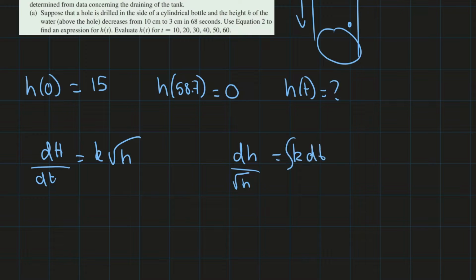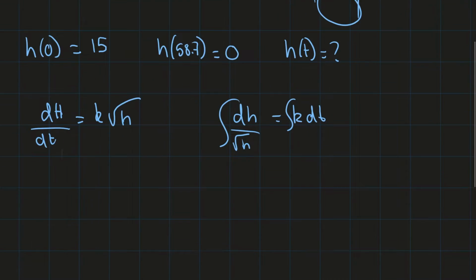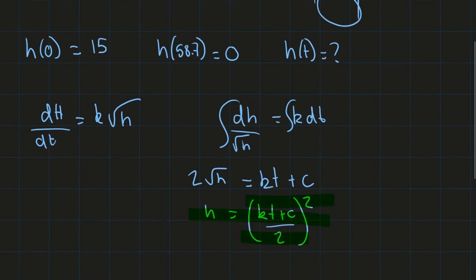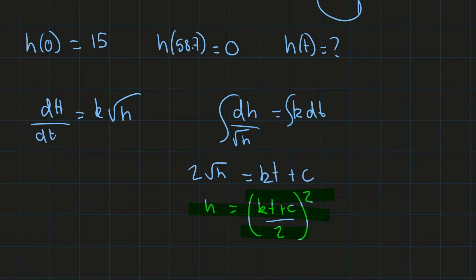Using separable equations, we're able to anti-differentiate this and integrate it to find an equation for h of t. Then by isolating h, we'll get h equals kt plus c all over 2 squared. And this will be our equation for all of question A.